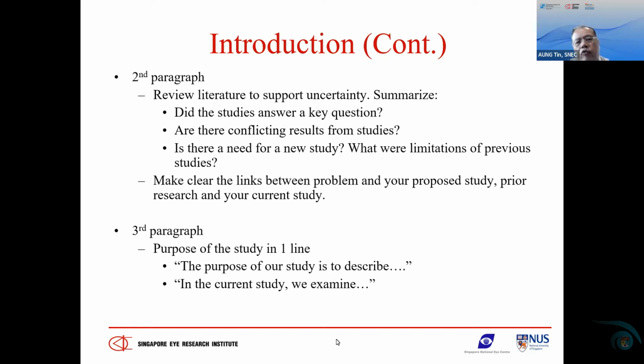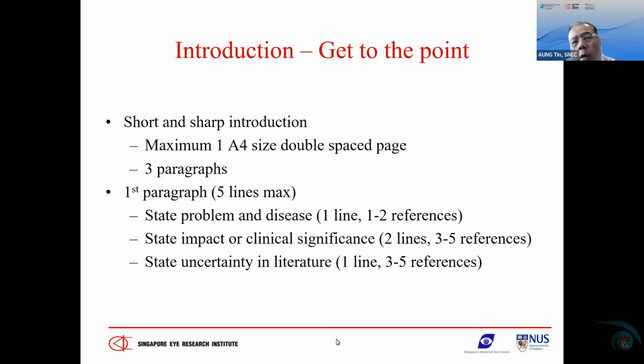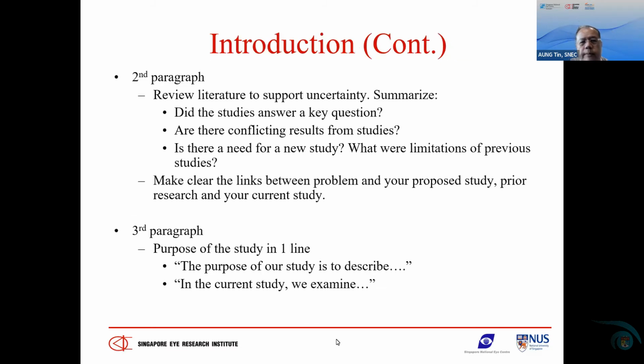So this is very clear in 3 paragraphs. Any problem or any research can be summarized in these 3 paragraphs. Remember, the first paragraph introduces what disease you're studying, what's important about it, and what the uncertainty in the literature is. The second paragraph describes this uncertainty, what the literature shows, what the conflicting results or gaps are, and so why you need to do your study. And finally, the third paragraph is the aims.